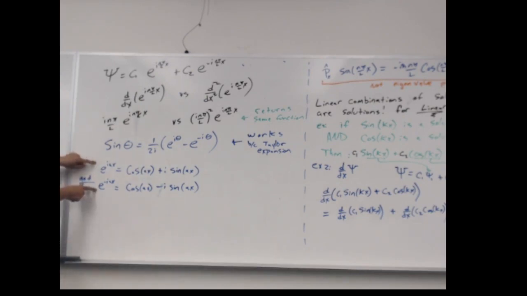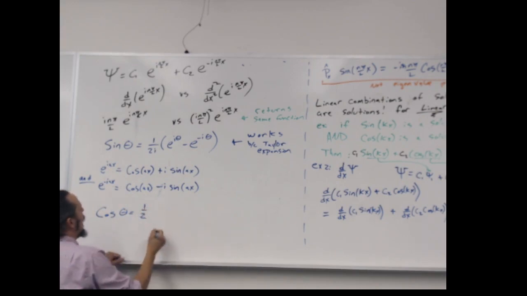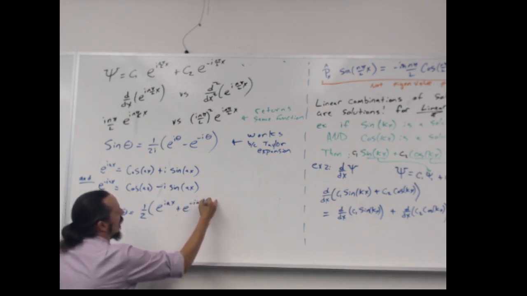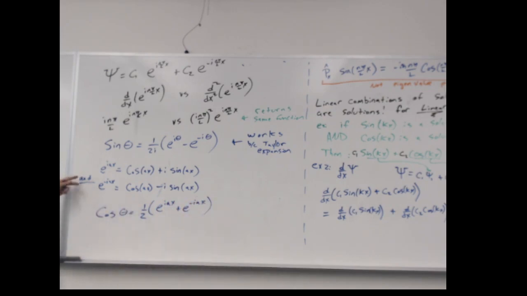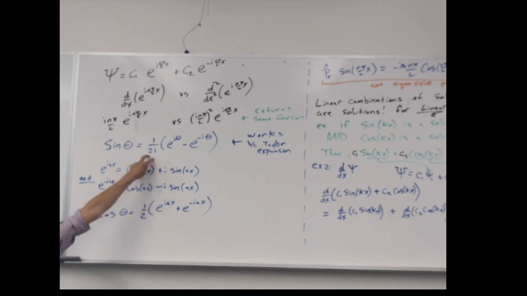So you can see if I add these two things together, I get 2 cosine. And so cosine theta would be equal to 1/2 e to the iax plus e to the minus iax. If I subtract these from each other, I'm going to get i sine theta plus i sine theta. The cosines are going to subtract off. So I'm going to get 2i sine theta, so I divide by 2i. That just gets me sine theta.